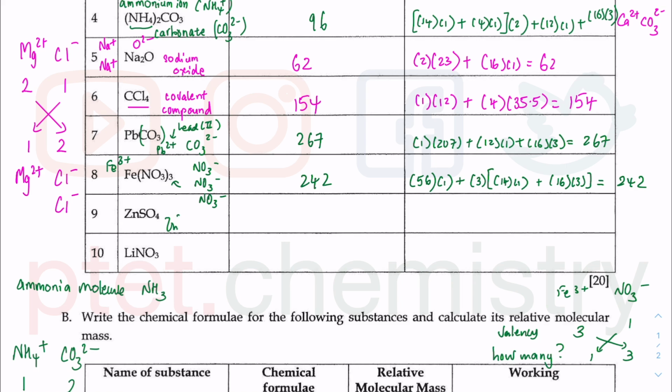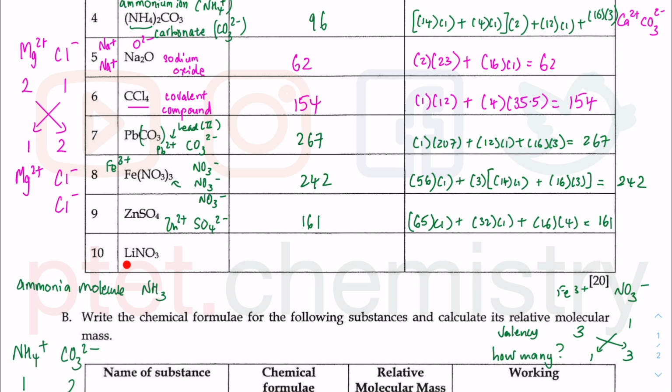Next up, zinc 2 plus and SO4 2 minus. You gotta know this kind of formula. That's how you get the correct formula to begin with. Zinc is element number 30. The relative atomic mass is 65. There is 1 zinc. There is 1 sulfur. There is 4 oxygen. So they give me 161 altogether.